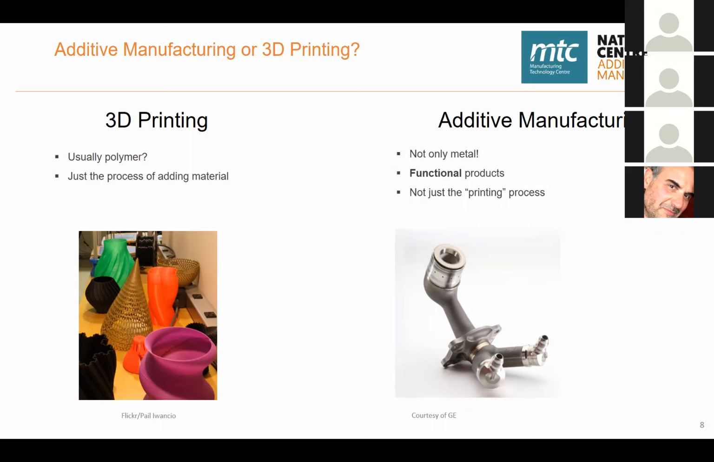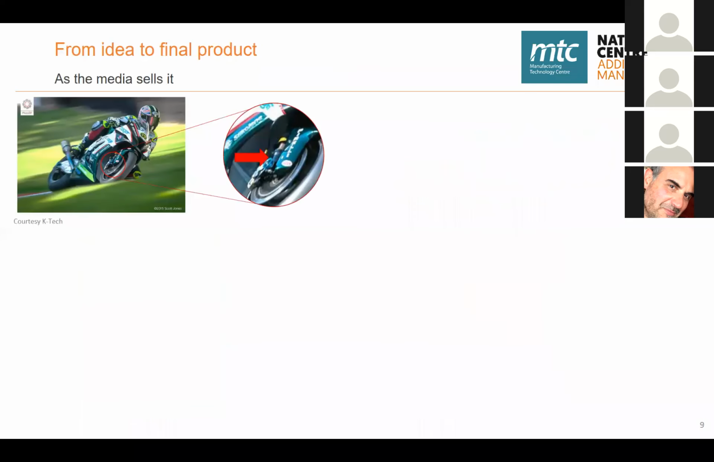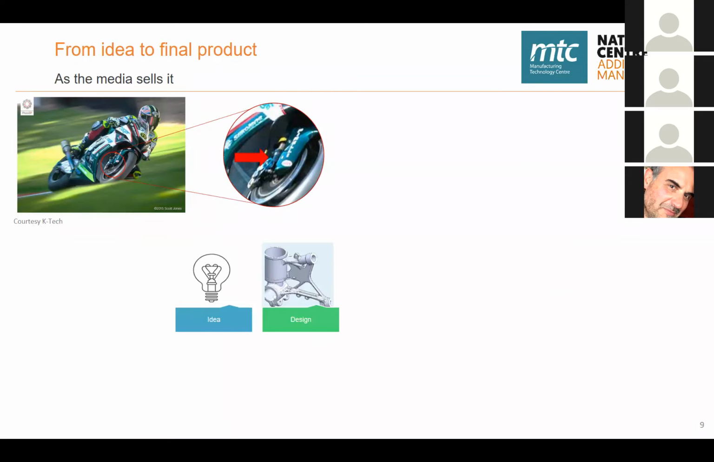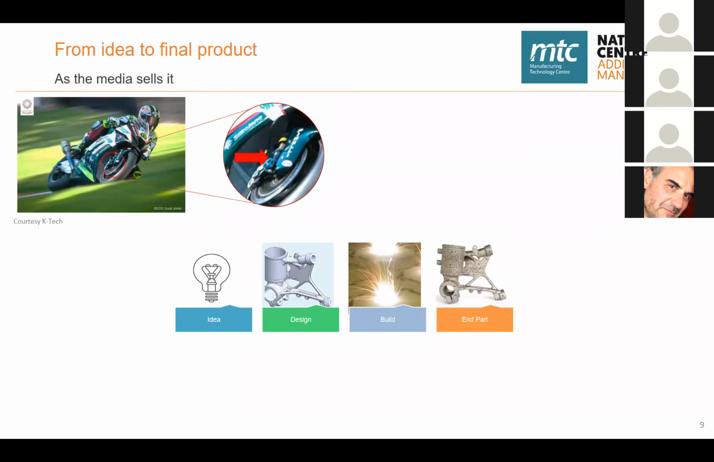So what comprises the design and manufacturing of products? How the media is selling it is that you want to make a component, like the fork end of a motorbike that connects the fork with a brake caliper. According to the media, you basically have the idea: okay, I want to 3D print this. Then I could do the design, it's very easy, quick, done, and then print it, and then we get the part. That's it. It's that simple, isn't it? So, do you think it is that simple?